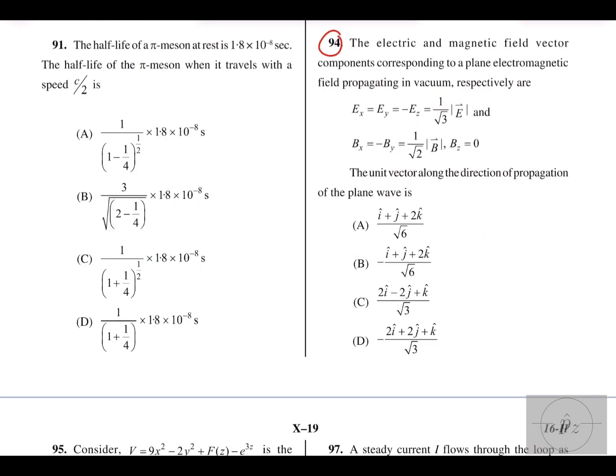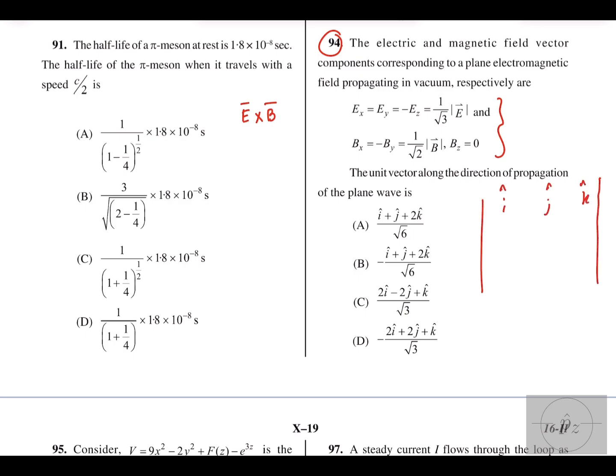Problem number 94. The electric and magnetic field vector components corresponding to a plane electromagnetic wave propagating in vacuum respectively are this. The unit vector along the direction of propagation of the plane wave is. So the direction of the propagation can be found by calculating the cross product of E and B. So let us do that.